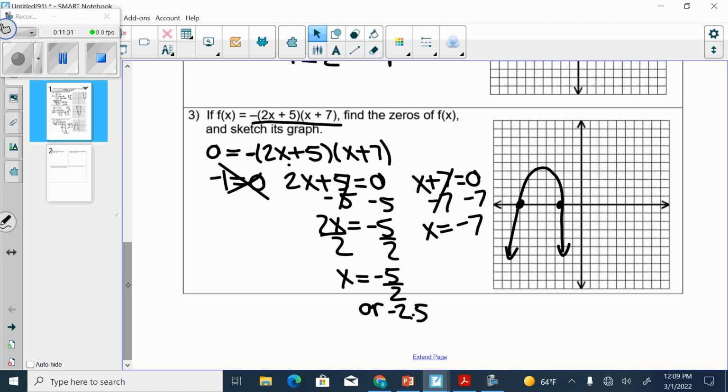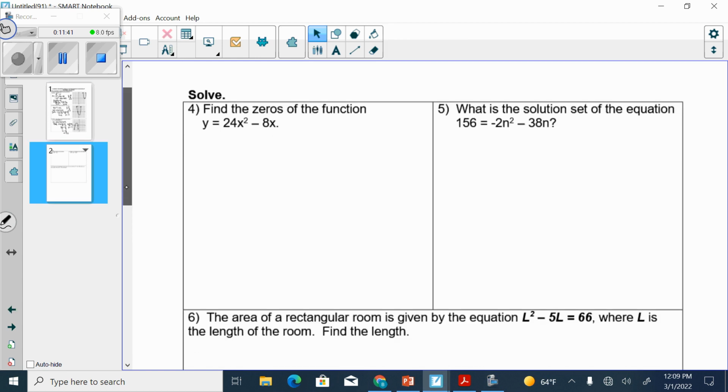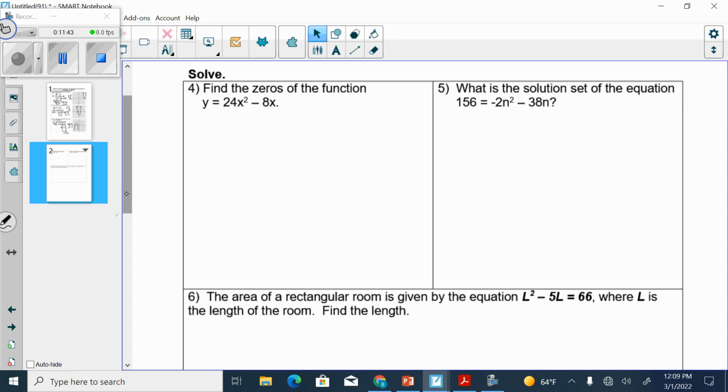Okay? So whenever they ask you to give them a sketch, they want you to find the zeros and then draw something like this. Okay? All right. Last few here, all we're doing on these ones is solving. So we just factor and we don't have to graph.